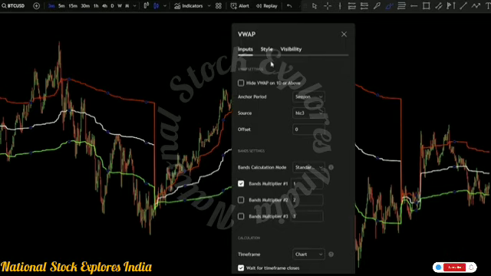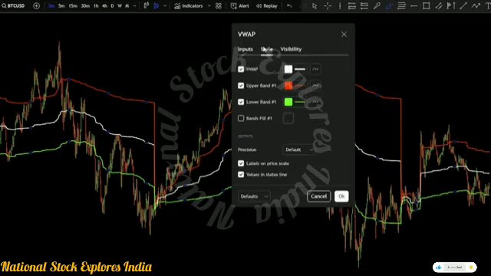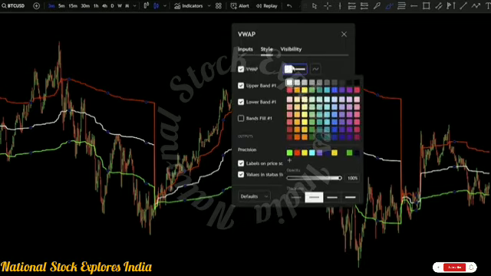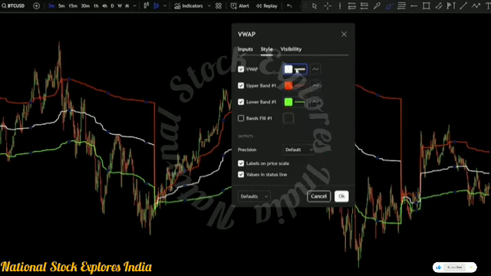Now, let's adjust the settings. Within the input section, we will leave everything by default, so let's switch to the style section. For the VWAP, we want to use a white color, for the upper band, we will use red, and for the lower band, we will use a green color.